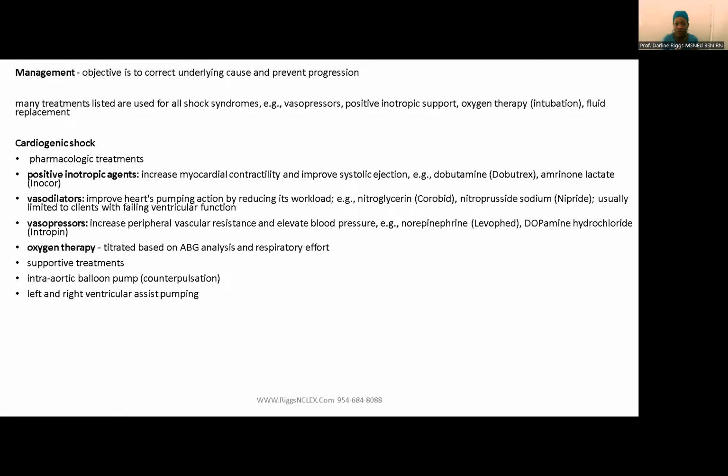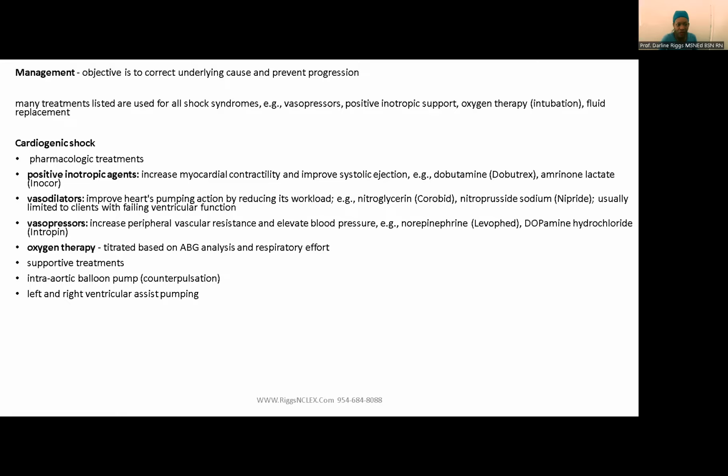We need those vasodilators to improve the heart's pumping action. It's going to reduce the workload. This is not a heart we want working hard, but we need it contracting. So those vasopressors have to be part of that regimen as well. Those are going to increase peripheral vascular resistance to get that blood pressure to go up. So epi, dopamine.